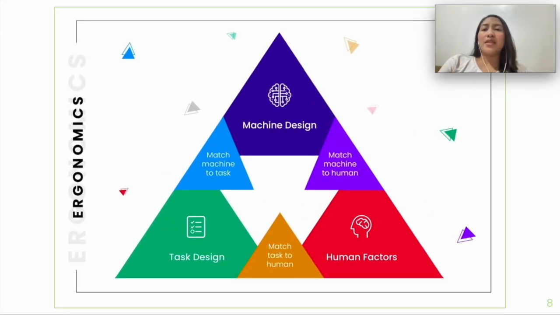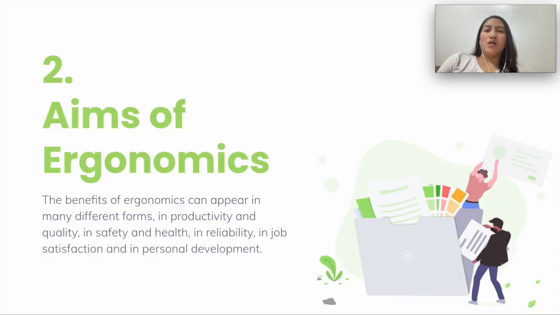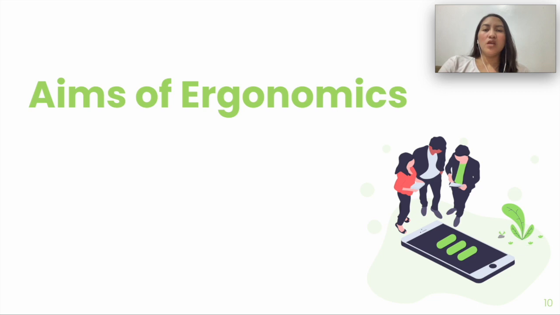Ergonomics is about designing for people, defined as the science of fitting a workplace to the user's needs. Ergonomics aims to increase efficiency and productivity and reduce discomfort. The benefits of ergonomics can appear in many different forms: in productivity and quality, in safety and health, in reliability, in job satisfaction, and in personal development. So there are several aims of ergonomics.